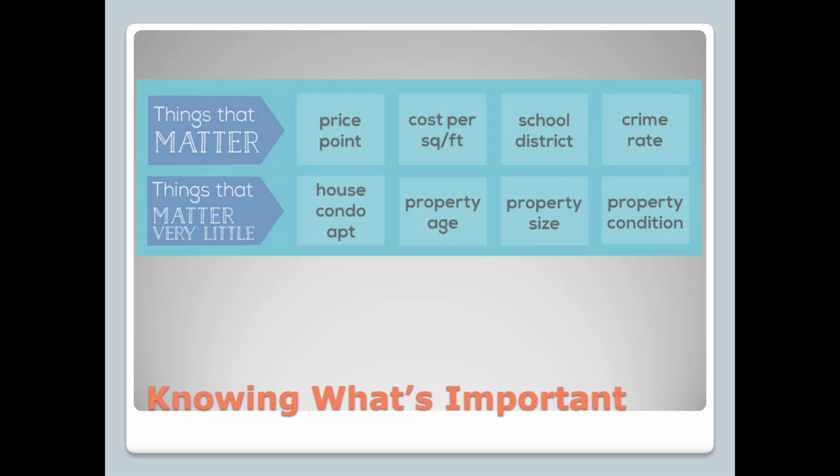What really doesn't matter a lot in determining a property class is whether a property is a condo, a townhome, a detached single-family home, how old the property is, how big the property is, and what the condition of a property is. Those don't really have much of an impact. It has a slight impact, but not very much at all.